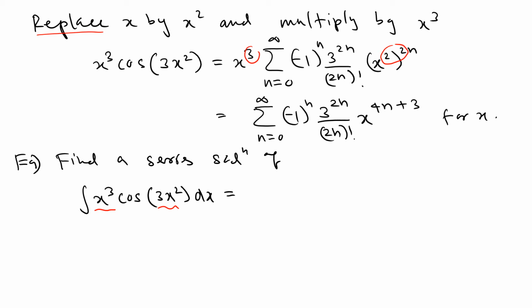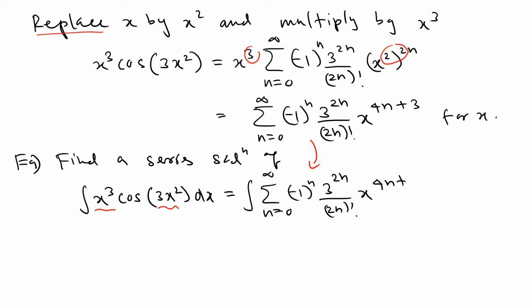You can use other substitution techniques, but the series solution is going to be really easy because we already know the series representation here. So we replace the function by the series, so we can do this integral. We replace the function by the corresponding series that we just found above, with n going from 0 to infinity. So let's write this: negative 1 to the n, 3 to the 2n, over 2n factorial, x to the 4n plus 3, the integral dx.